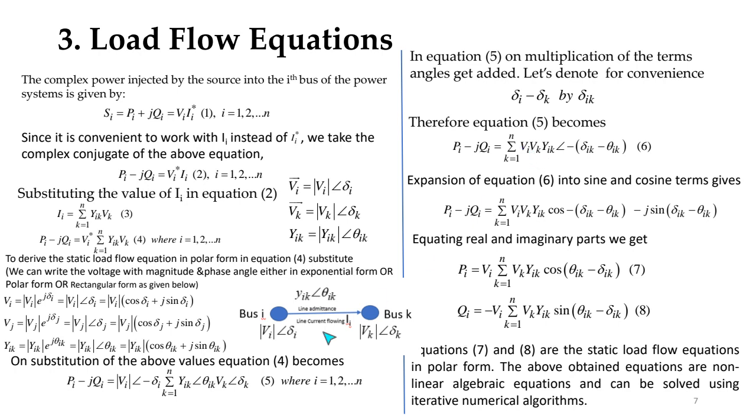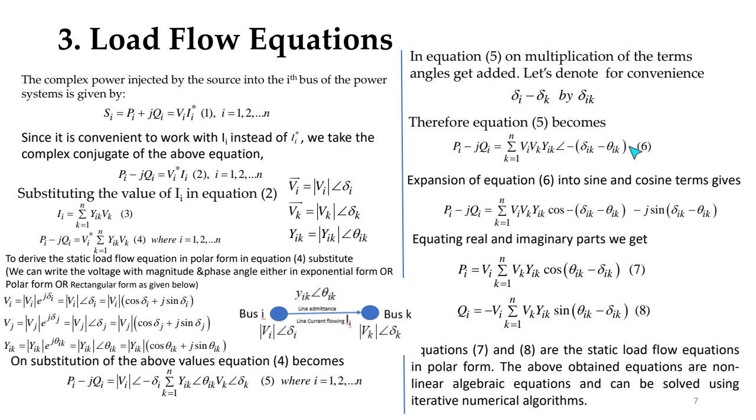Vi is the voltage at the sending end, Vk is the voltage at the receiving end bus, and Yik is the admittance of this line, which has the phase angle in polar form for all of them. So we remember Vi, the phase angle is minus delta I, and Vk is delta K. We wrote already that delta I minus delta K can be written as delta Ik. Because of the complex conjugate, we have minus of delta Ik, and then the angle for the Yik, which is minus theta Ik.